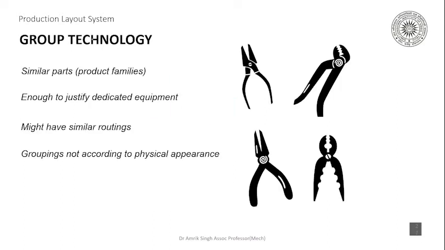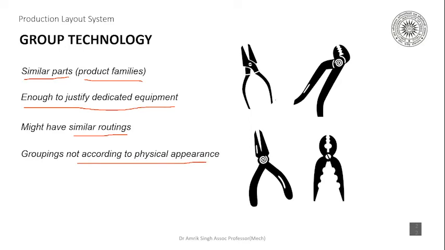So what is group technology? Group technology is a technology in which we make similar parts together and call it a product family, and we make use of dedicated equipment. For example, if we have to do a shaft by turning, we will have all the machines which are doing the specialized turning, and they might have similar routings. So we can group the parts together which need similar types of machines. Grouping is not according to the physical appearance.